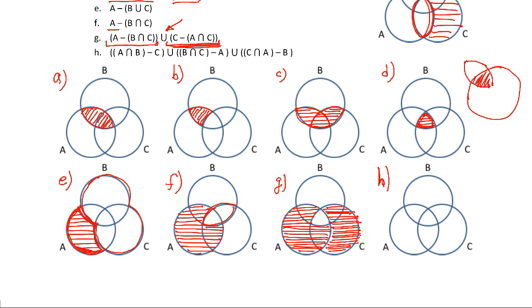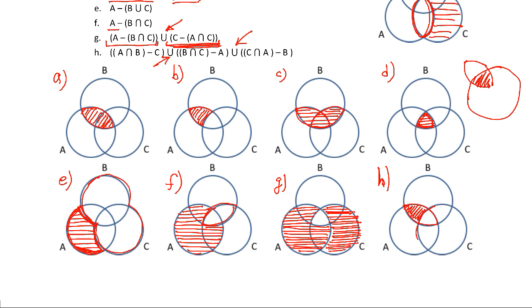Okay, finally part H starts to look even more crazy, but you're going to see now. First of all, it is a union, and it's a union of three things. Okay, and so I'm just going to shade each one of them in. And the first one I have is A intersect B minus C. A intersect B is this football-shaped region here, and I'm going to cut C out of it. So I'm going to be left with this little chunk over here.